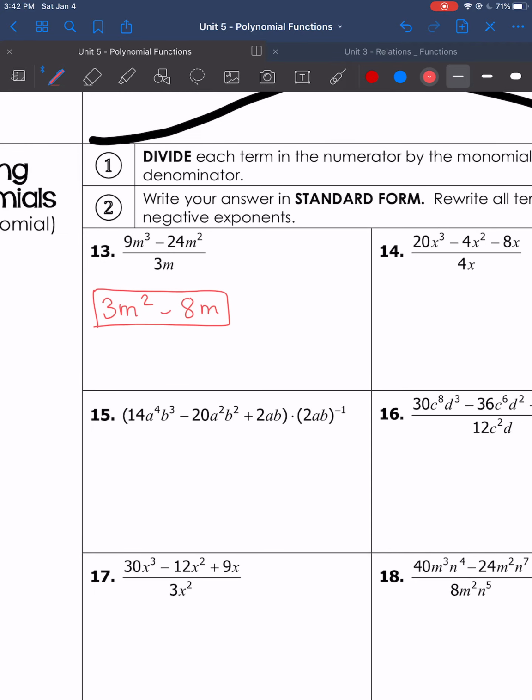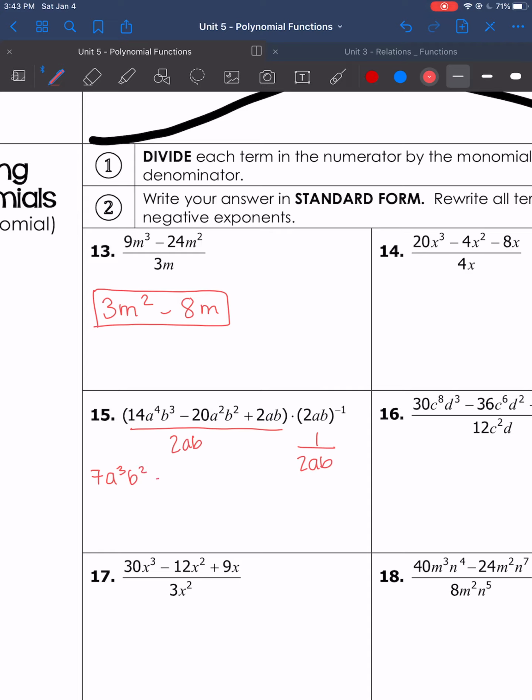We have this lovely thing multiplied by this thing to the negative 1 power. Well, we talked about the negative 1 power at the beginning of this video. So what you're going to do is change this to 1 over 2ab. So you're going to divide this whole thing by 2ab. That's all that means. So when you do that, 2 goes into 14 7 times. I have 3 a's left and 2 b's left.